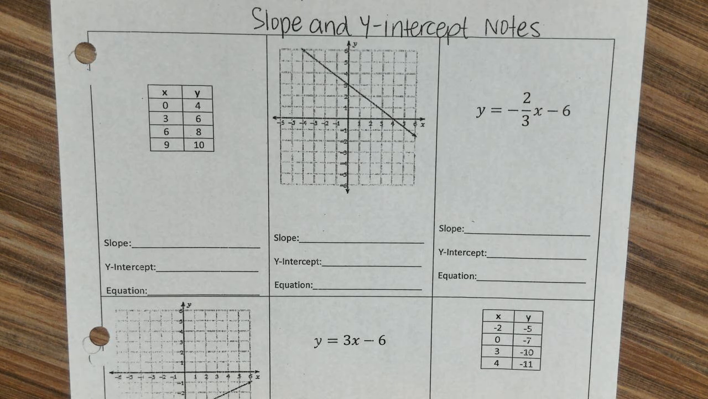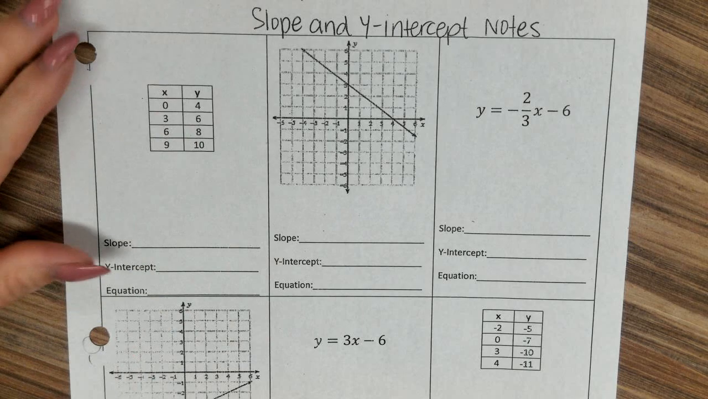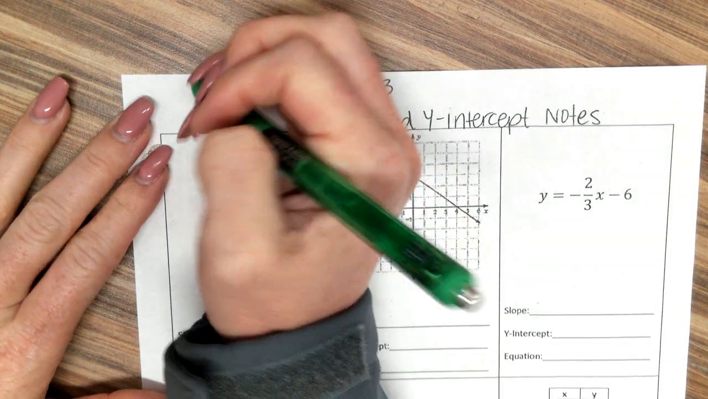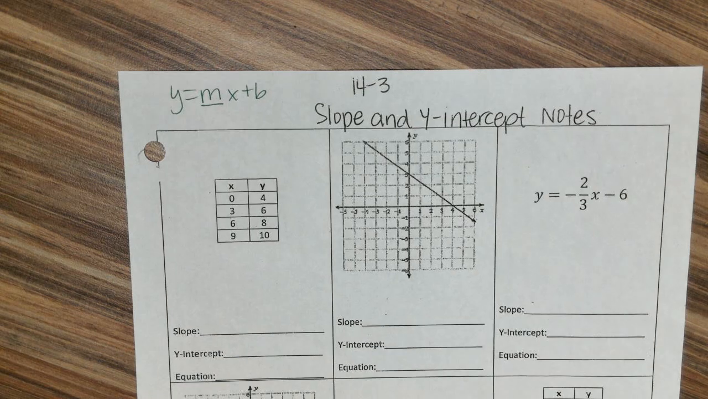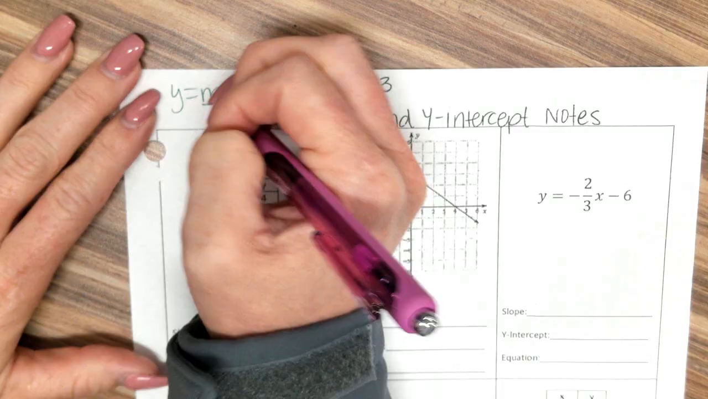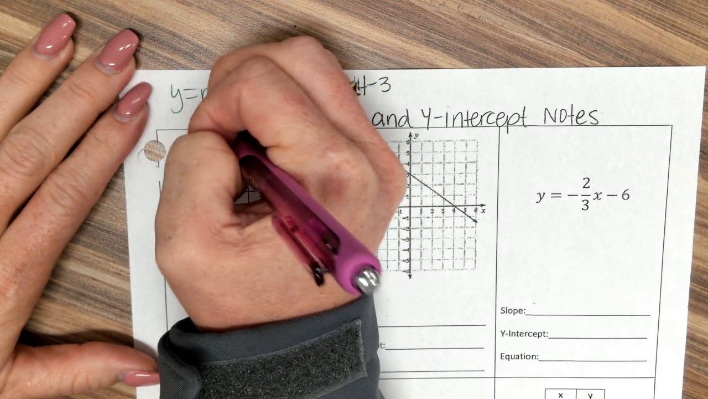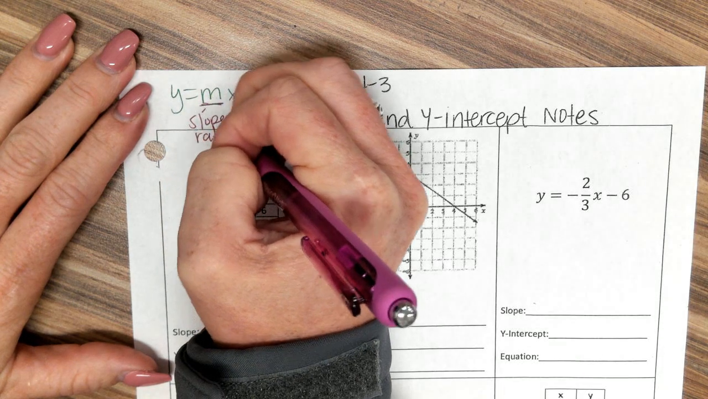Today we're going to go over slope and y-intercept. This is heavily tested on the STAR test, so you need to be very familiar with all of this information. Remember that in y equals mx plus b, write it right here. The m is the what? The m is the slope, also known as rate.